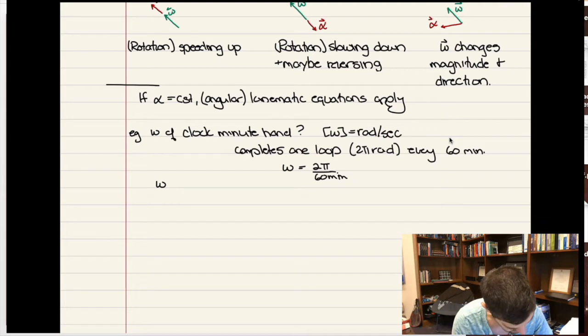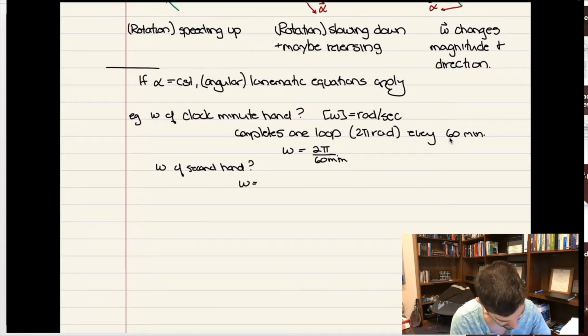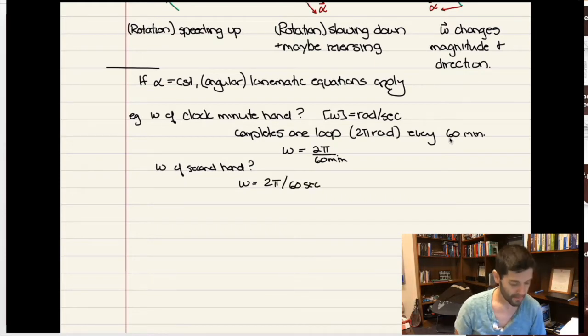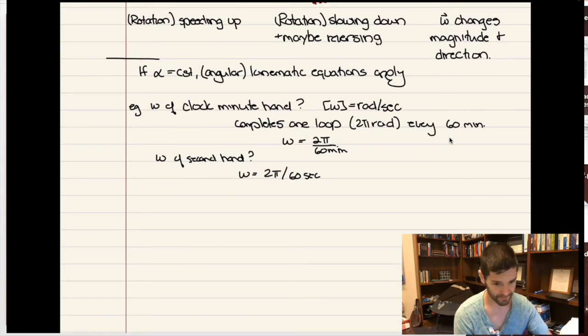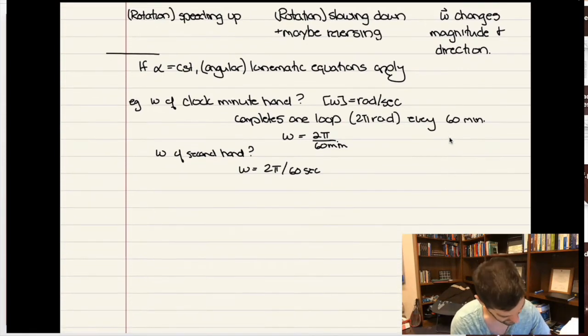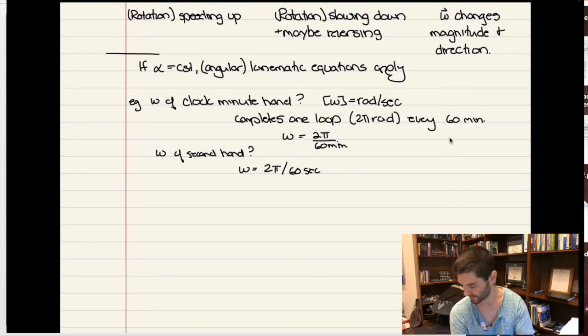For example, what is the angular velocity of the second hand? In that case, it goes through a full circle, not every 60 minutes, but every 60 seconds. So its angular velocity is much larger than the minute hand, 60 times larger. And I'll let you think of what it would be for the hour hand.